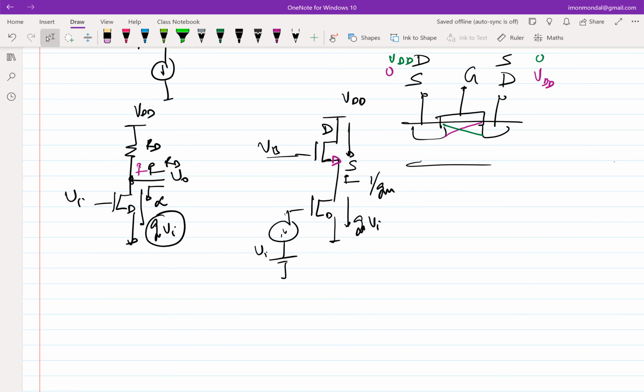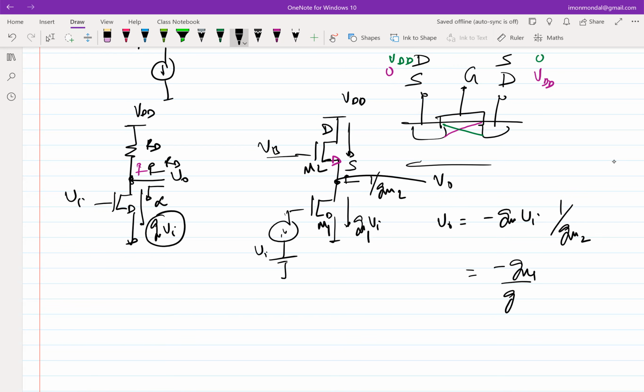You can make it to be a large value, but then your gain, I mean, so what is the gain now? So let's say this is M2, this is M1, this is GM2, this is GM1. So your gain is what? GM1 times, so if this becomes V0, V0 becomes minus GM1 VI times 1 over GM2. Right? So your gain becomes minus GM1 by GM2.